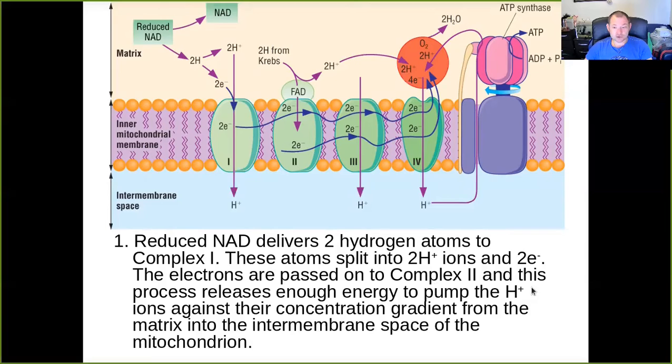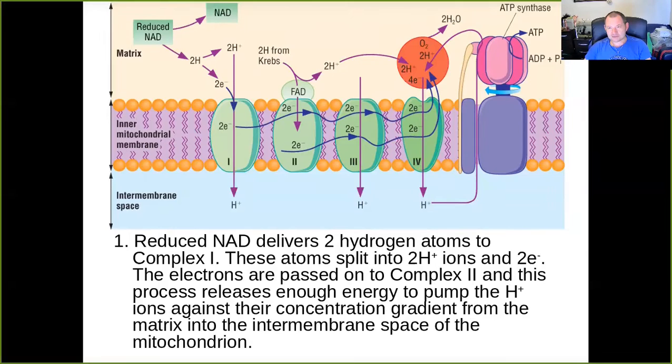Okay, they're passed on to complex 2, and this process releases enough energy to pump the H plus, the protons, against the concentration gradient from the matrix into the intermembrane space of the mitochondria. So from the cytoplasm into that space between the inner mitochondrial membrane and the outer mitochondrial membrane.